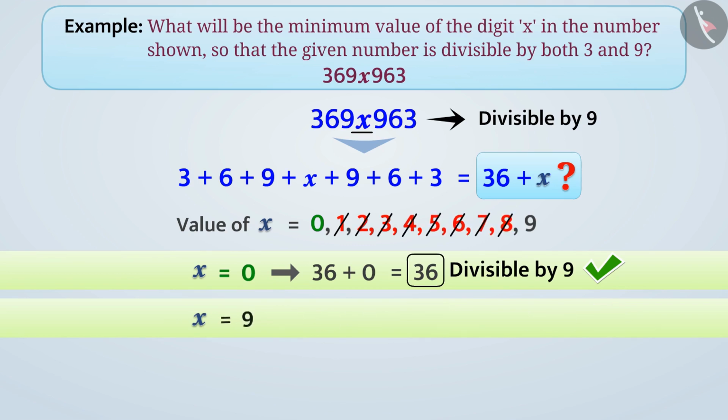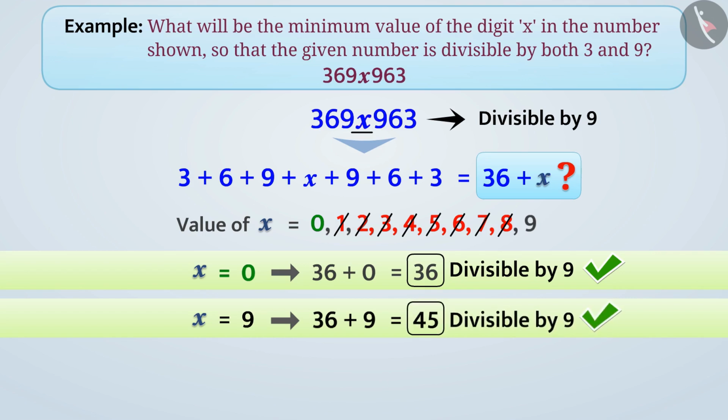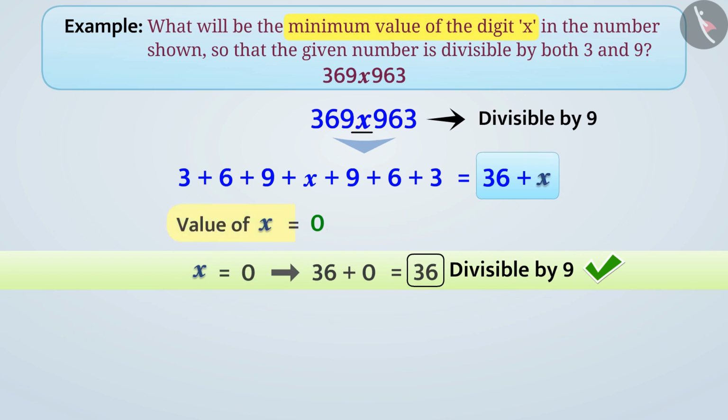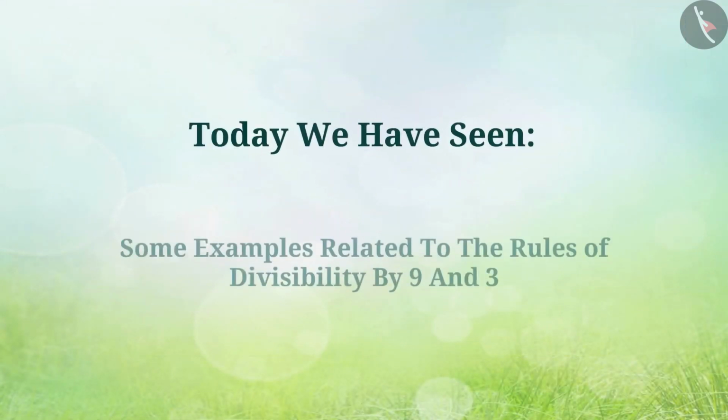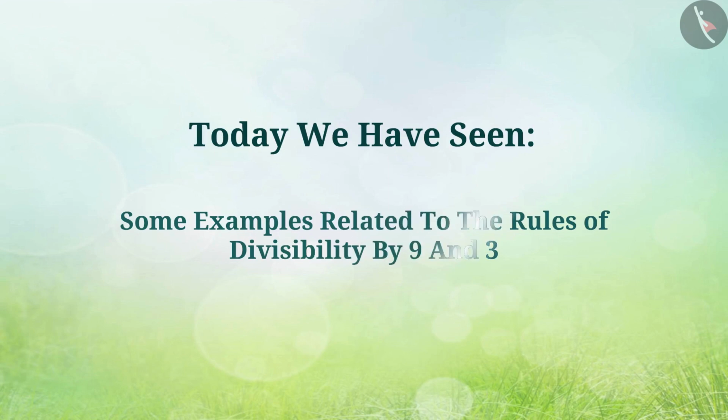When we take the value 9, we get the sum as 36 plus 9 is equal to 45, which is divisible by 9. Therefore, we can also have a value of 9, but we need the minimum value of x. So, we will take the value of x equal to 0. With this, we will get a number. Today we have seen some examples related to rules of divisibility by 9 and 3. In the next video, we will see some more interesting examples related to them.